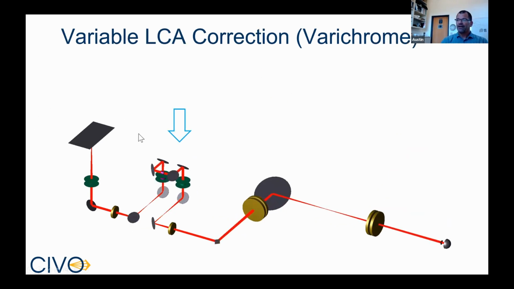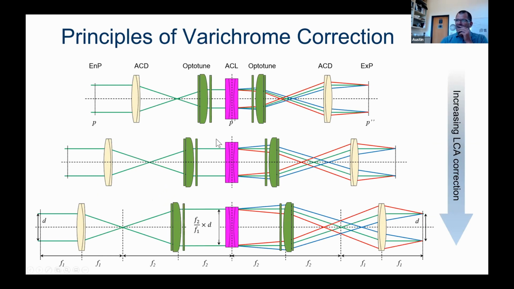And then finally, we have a unit here. We call it a trombone, but it allows for variable longitudinal chromatic aberration correction in each eye. And this is the principle of what we call a varichrome correction.